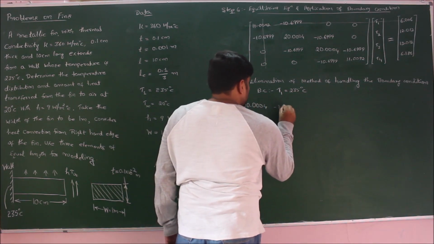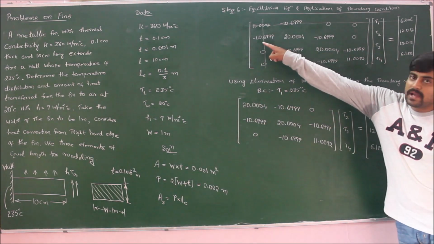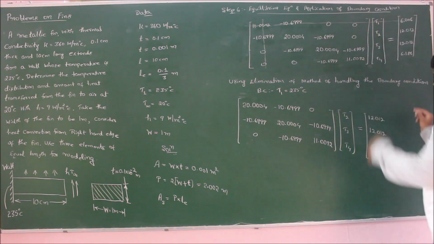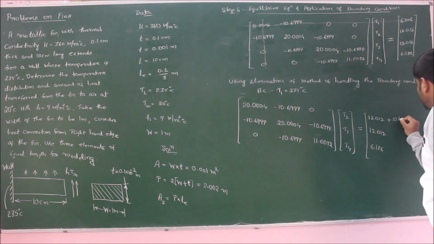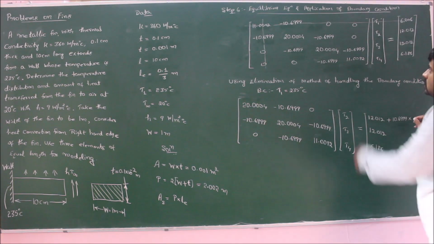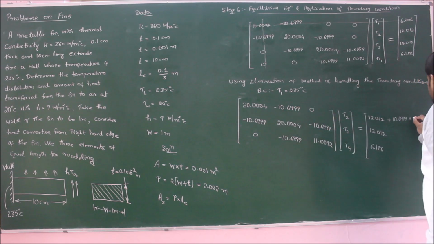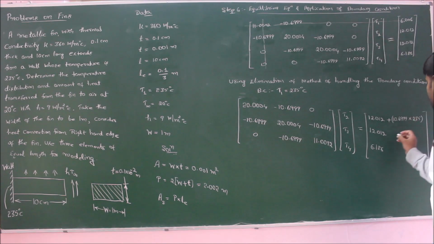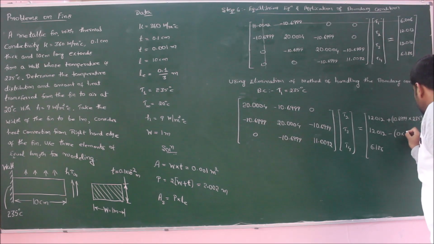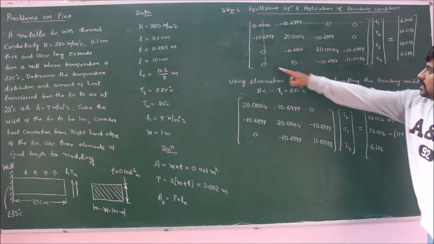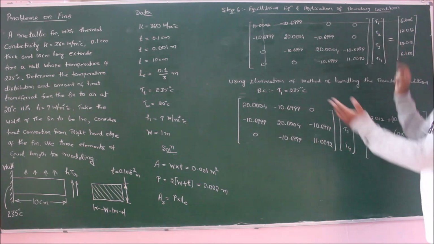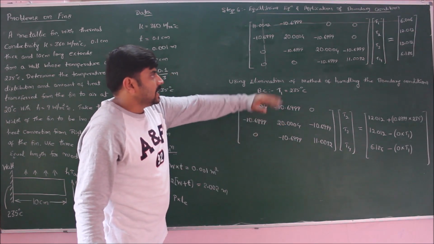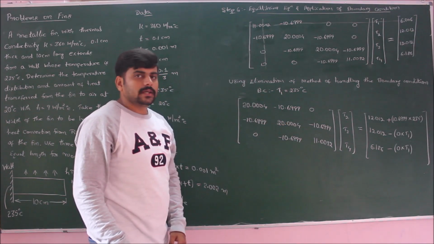20.0004, minus 10. Now minus 10.6999 will multiply with T1, so take it to the right hand side. I'll get plus 10.6999 into the value of T1, which is known to us, which is 235. 0 will be multiplied with T1, take it to the right hand side, it will become minus 0 into T1. Again 0 will be multiplied with T1, take it to the right hand side, minus 0 into T1. So this completes the application of the elimination method of handling the boundary condition.